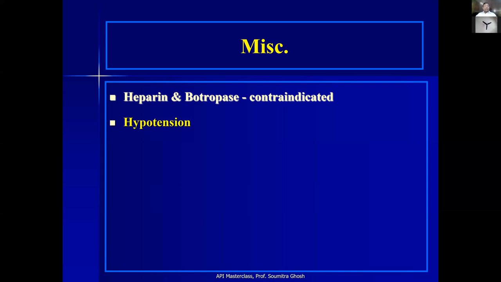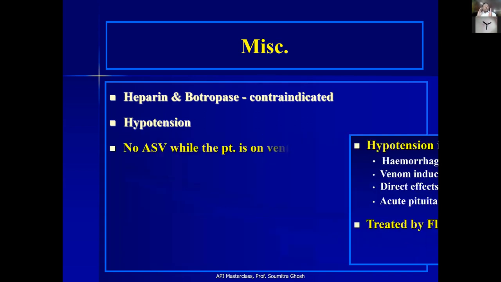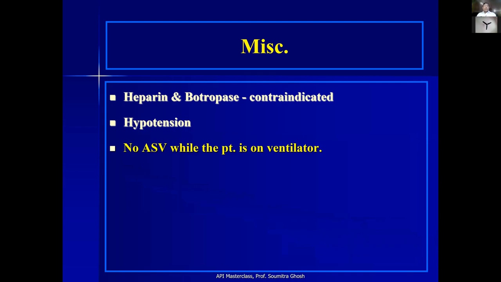Hypotension has to be dealt with, because hemorrhage, venom-induced vasodilation, direct effect on the heart, acute pituitary and adrenal insufficiency, everything can cause hypotension and shock. It is treated by fluid, plasma expander, and pressor agent support, in appropriate doses. No ASV while the patient is on a ventilator.